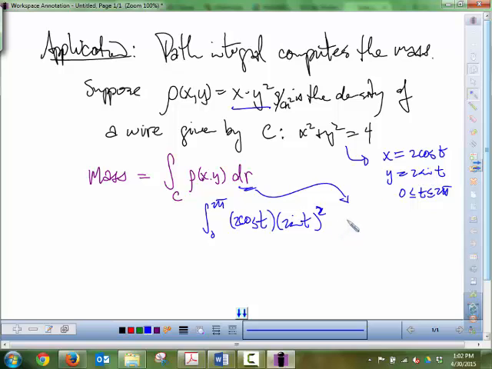Square root of the derivative squared. Now we've seen circles a lot. So that's the arc length essentially. So what's the circumference of the circle? 2 pi r. Well, is that what we want? No.